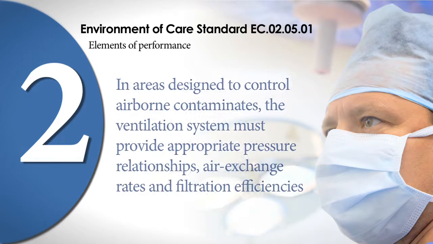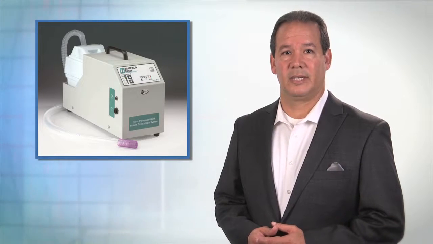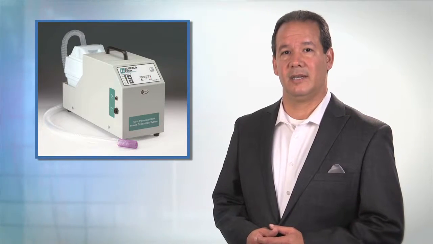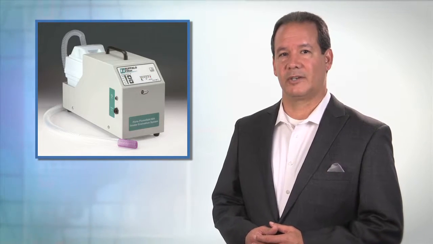And second, in areas designed to control airborne contaminants such as biological agents found in laser plumes, gases, or fumes, the ventilation system must provide appropriate pressure relationships, air exchange rates, and filtration efficiencies. Areas designed for control of airborne contaminants include spaces such as operating rooms and special procedure rooms. Please note that local exhaust ventilation equipment, such as smoke evacuators, must also be utilized, tested, and maintained to deal with large amounts of plume produced by laser tissue interactions.